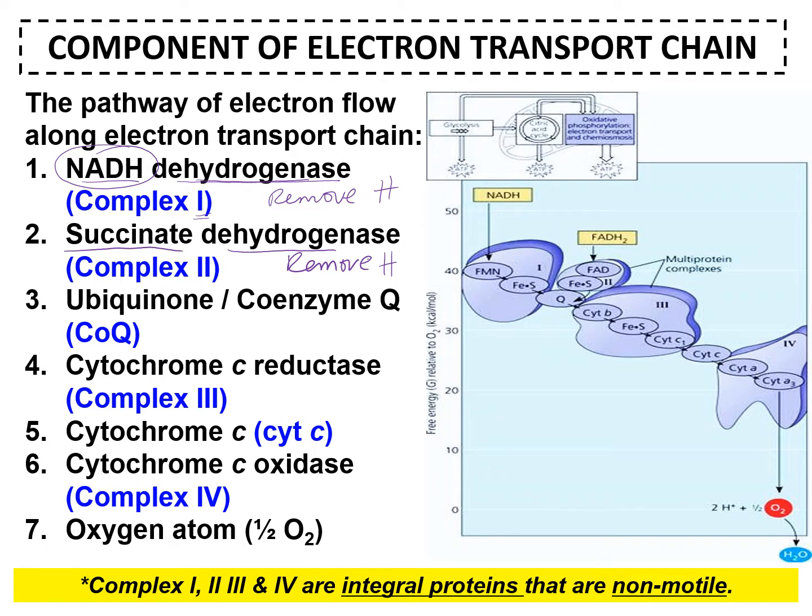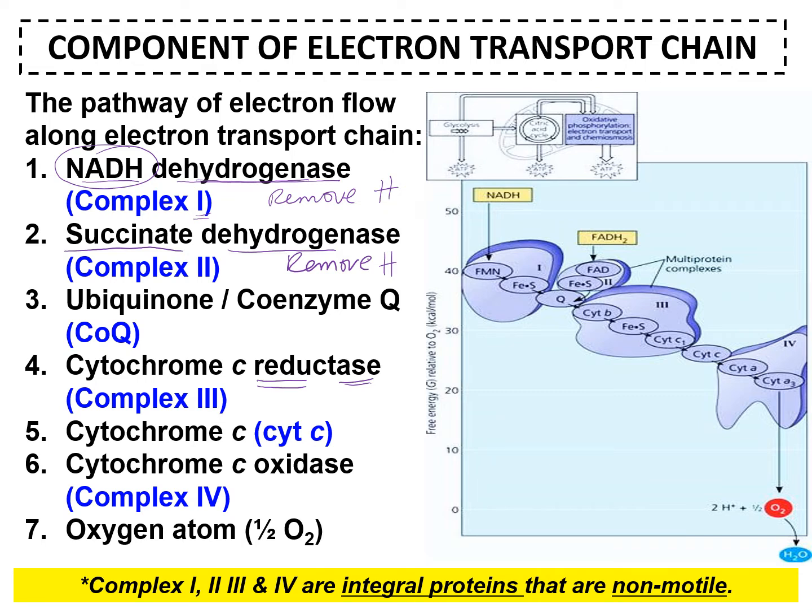The third component is the coenzyme Q, also known as ubiquinone. This is a coenzyme, not a protein. The fourth component is complex 3. Again, complex 3 is a protein, or enzyme to be specific. The name is cytochrome C reductase. So what does it do? It reduces something. Okay.